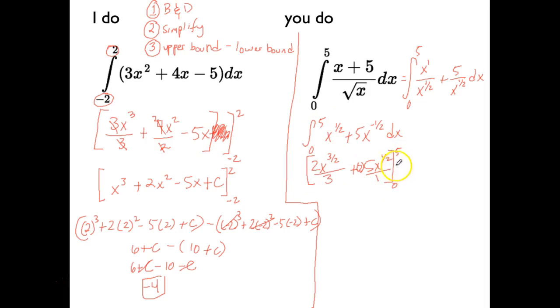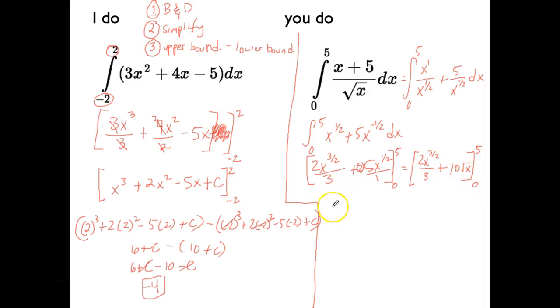Okay, so we did step 1, boost and divide. Step 2 is simplify what's in there. So let's rewrite this if it can be rewritten any simpler. 2x to the 3 over 2 over 3 plus 10 x to the half, so square root of x, from 0 to 5. Okay, we're just plugging in 5. This is the next one, upper bound minus lower bound. We plug in 5 minus plug in 0.